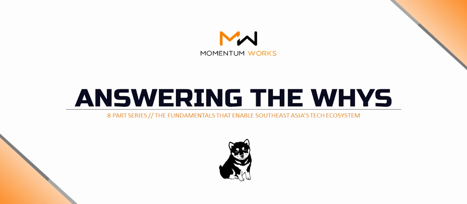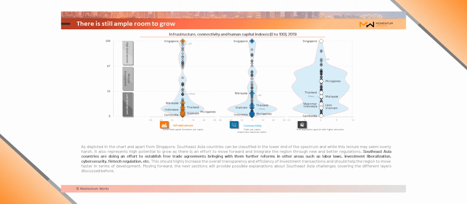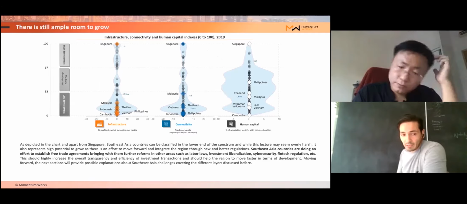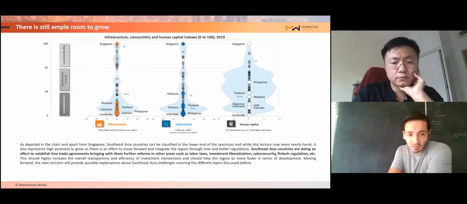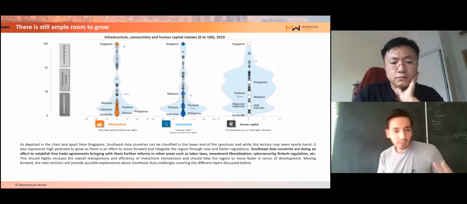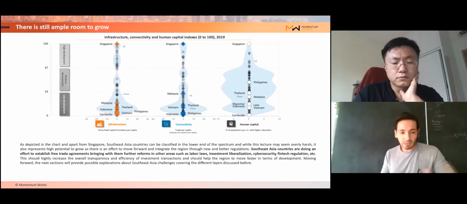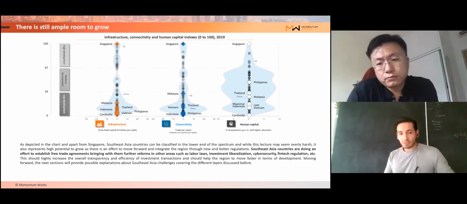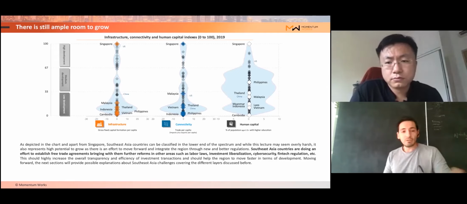So for example, if we go to the next slide and ask the question, what is the state of development of Southeast Asia? This chart tells us in which position the specific countries in Southeast Asia are located. As you can see, the chart on the left is infrastructure, and in the middle we have connectivity and human capital. Infrastructure is measured by gross fixed capital formation, and many of the countries of Southeast Asia are located at the lower end of the spectrum. You can see Singapore at the top, which is maybe not surprising for many.